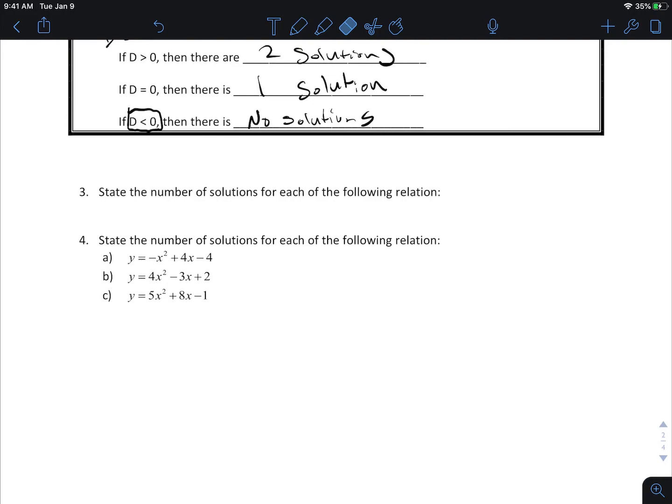Everybody good? Yes. Okay, so you can try a couple of those questions there, and I'll give you the sheet, and then we'll pick up from there when we come back.